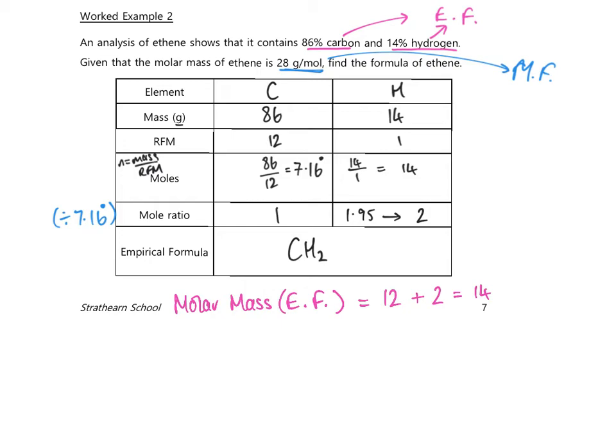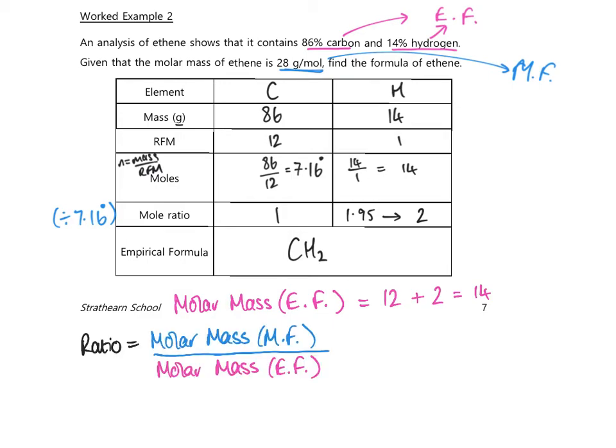Step number 3 is then to calculate the ratio of the molecular formula mass to the empirical formula mass. So we do that by taking our molar mass of our molecular formula and dividing by the molar mass of our empirical formula. We were given the molar mass of the molecular formula in the question. So that is 28 grams per mole, and we are dividing by the molar mass of the empirical formula, which we've just worked out as 14. So 28 divided by 14 is 2.